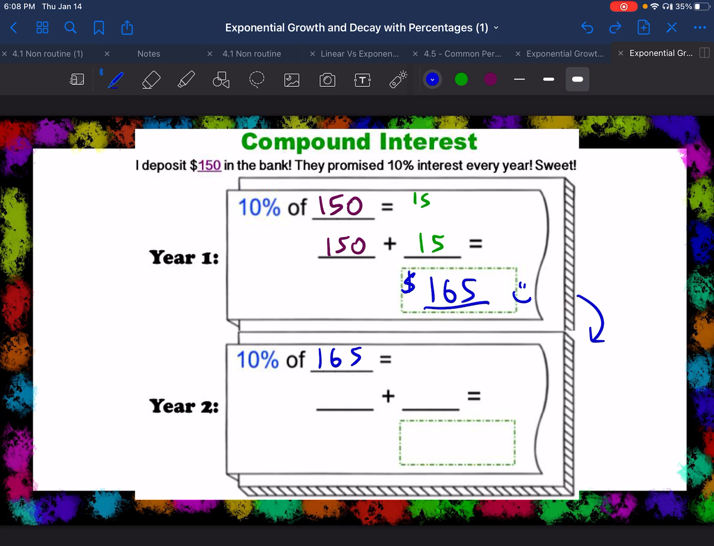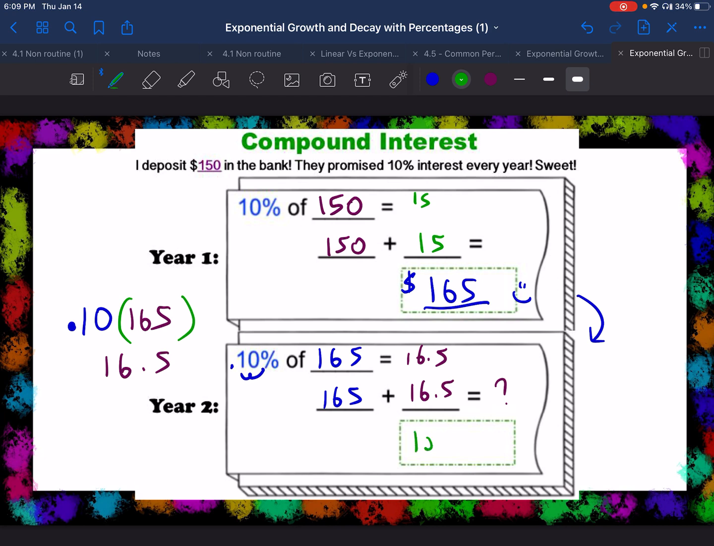Well, here's how I can do that. I know that 10% is 0.10. I'm going to multiply it by 165, and I get 16.5. So that's going to be my interest that I add on to 165. How much do I get at the end of my second year? Well, 165 plus 16.5, I get $181.50. I'm going to put the 0 there just so it looks more like money.